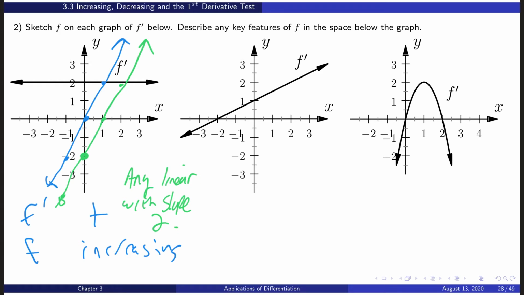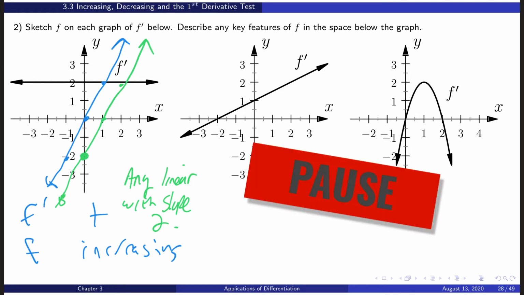So pause and attempt to answer the second and the third plots before I go over the answers.